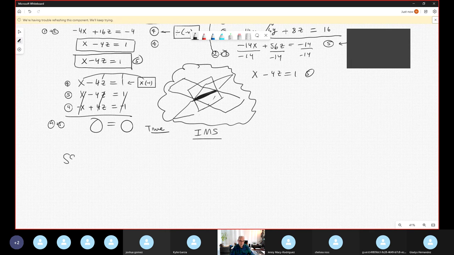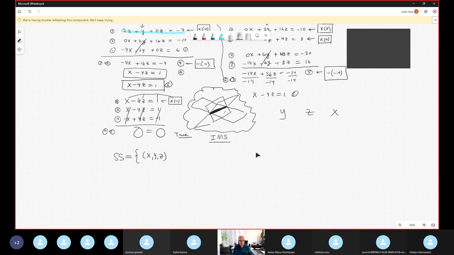Remember, the solution set is an ordered triple (x, y, z), because we are working in three dimensions, such that you copy the expression for the y, the expression for the z, and the expression for the x, and you declare maybe one free variable, because it's a line. You follow me? There is a perfect connection between x and z. For example, you isolate x, which is 1 plus 4z. X is equal to 1 plus 4z.